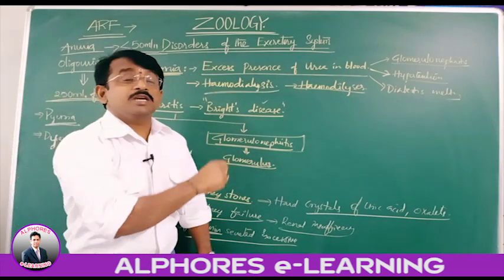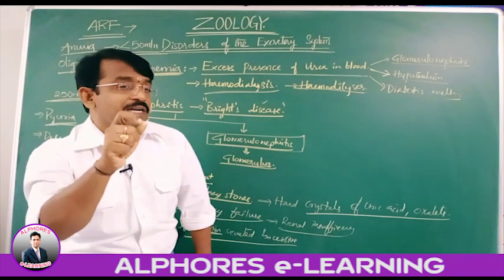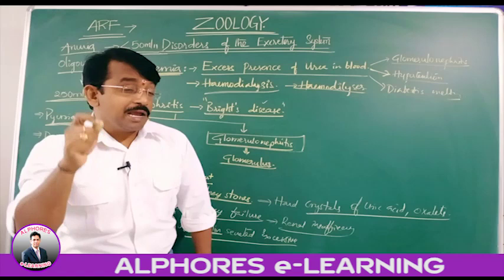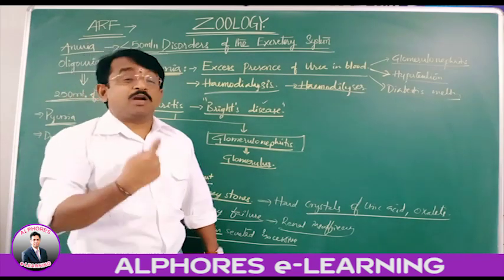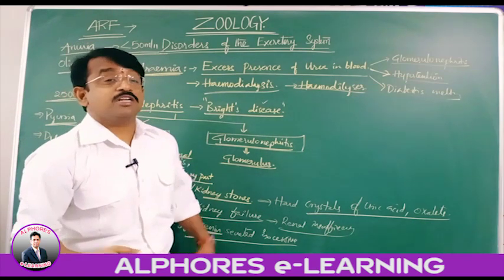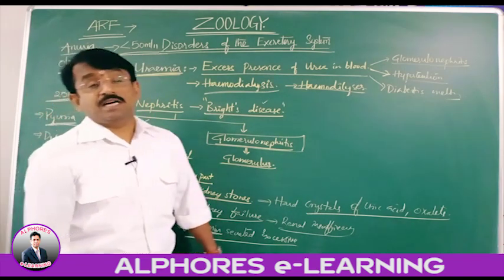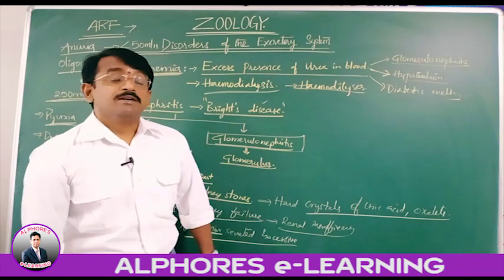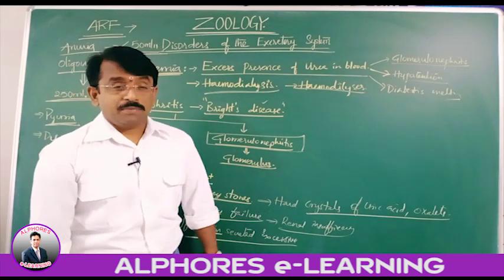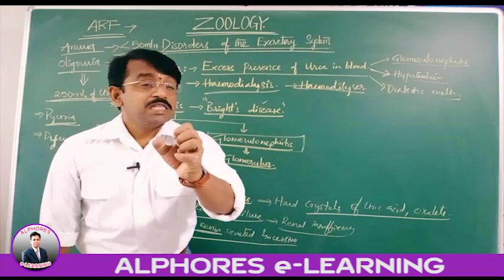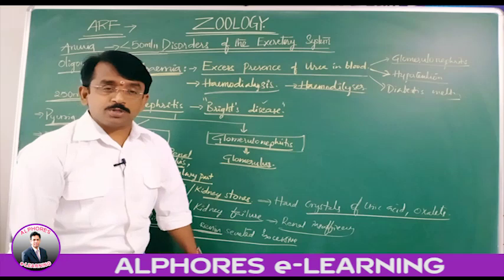And we even see nocturia, nocturnal refers to night. Particularly in aged individuals, they go for urination during the night time. Frequently, the number of times they go, that is nocturia. And enuresis is also seen, which is bedwetting. The children bedwetting. So these are all the terms we came across related to the disorders of the excretory system.